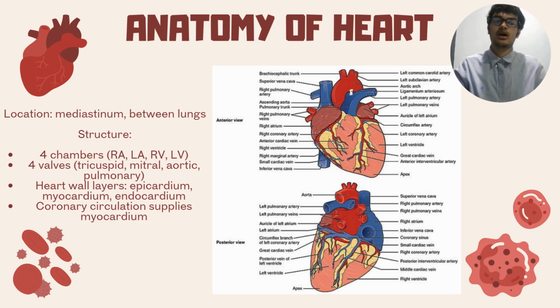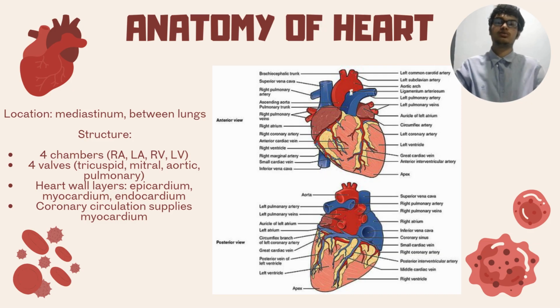The right side of the heart receives deoxygenated blood from the body and pumps it to the lungs through the pulmonary circulation. The left side of the heart receives oxygenated blood from the lungs and pumps it to the rest of the body via systemic circulation. The blood flow in the heart is regulated by four valves.